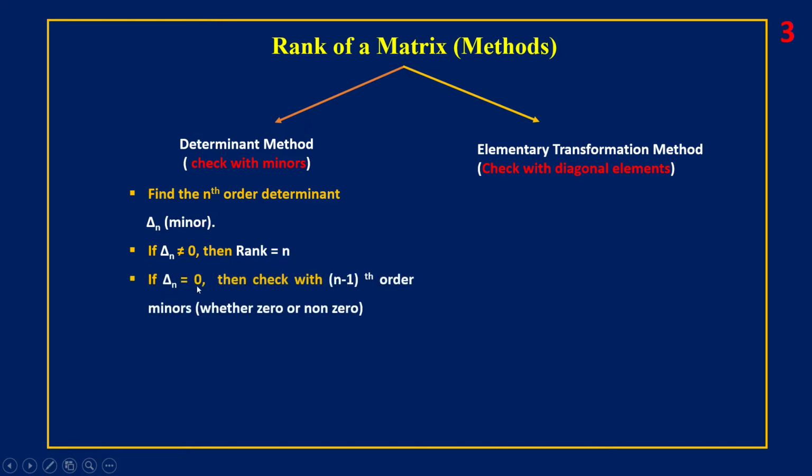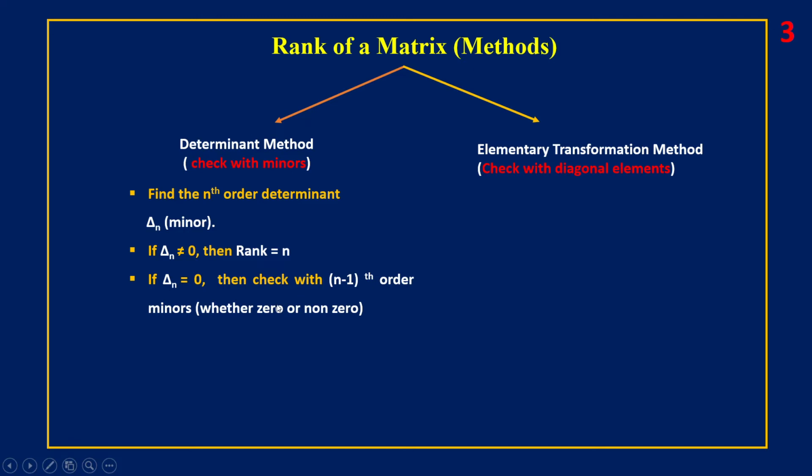If the nth order minor equals 0, then we can check with the next lower order minors, that is the n minus 1th order minors. For a 3 cross 3 matrix, we check the second order minors. For a 4 cross 4 matrix, we need to check the third order minors, second order minors, and also first order minors. So we need to check the n minus 1th order minors, whether they are 0 or non-zero. If it is non-zero, we can conclude that the rank equals n minus 1.